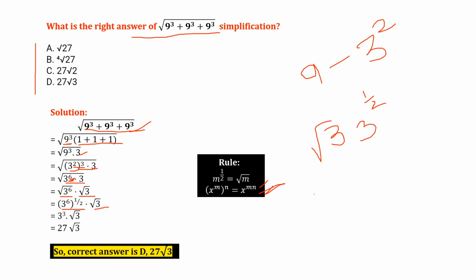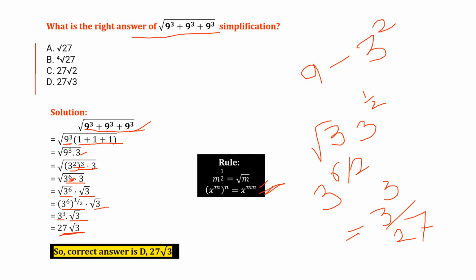Then again using the multiplication law, we know that 3 power 6 divided by 2, that will be 3 power 3. So we got here 3 power 3, and root 3 would be here. And 3 power 3, we know, is equal to 27. So we write down here 27, and we also have root 3.